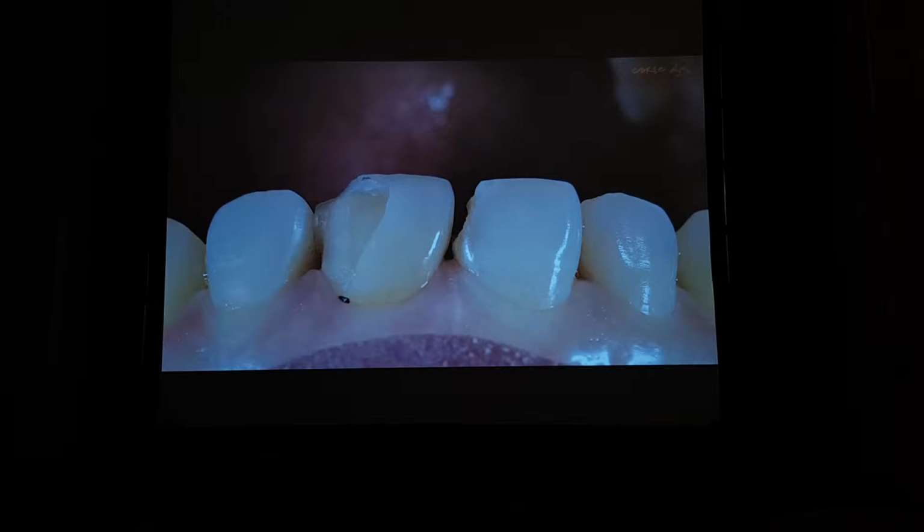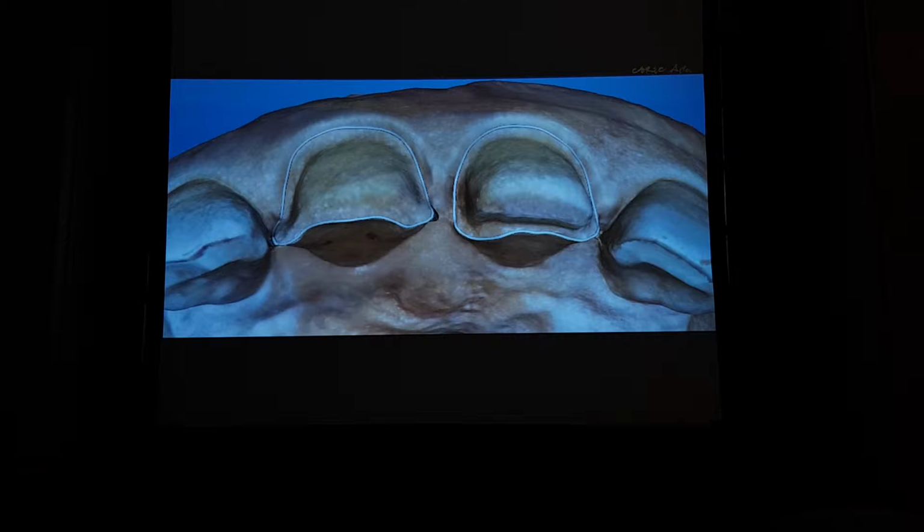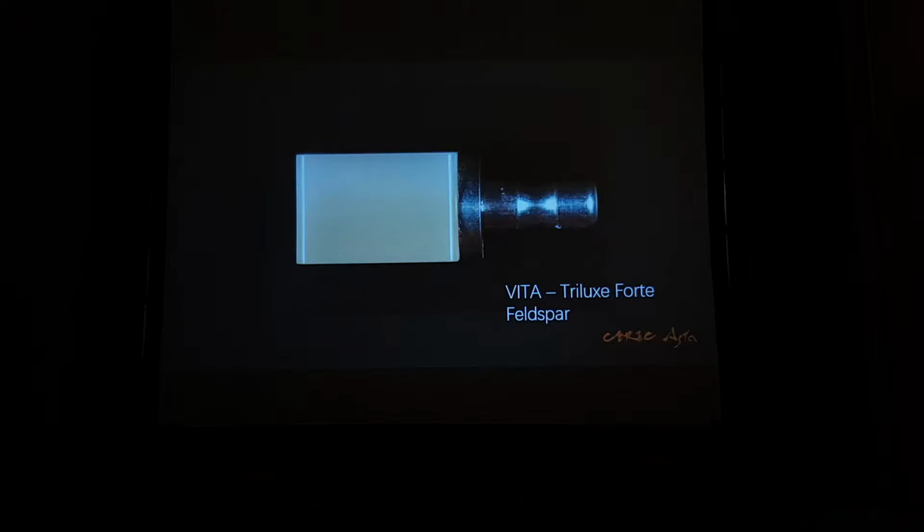Okay. So this is one of my cases. It came into my room with a chipped incisor and a fractured veneer. Okay. My prep, and you can see the margin is very clear in the software. And this time we use the Vita Triluxe Forte, and this is a feldspar material. And you can see the natural gradients are already in the block. Okay, everyone knows the Triluxe Forte, right? So I don't need to introduce it.